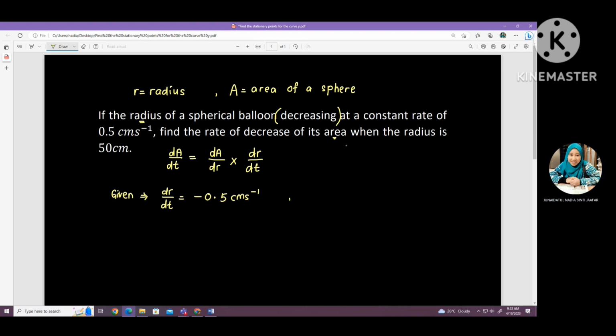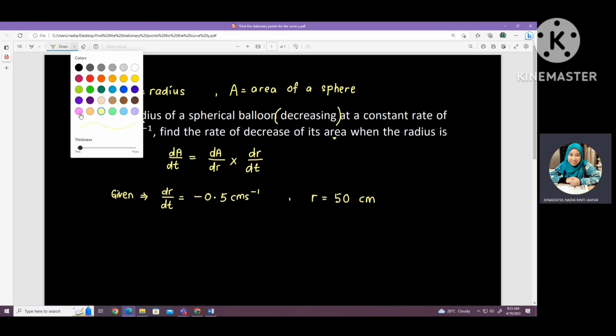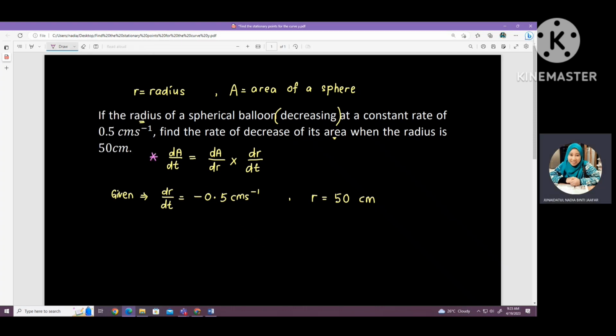And then from the last sentence, we know that the radius is equal to 50 cm. It is also given in the question. So from this formula, we already have dr over dt, which is negative 0.5 centimeter per second. So now we must know what is our dA over dr. Okay, so dA over dr can be found from the formula of area of a sphere.